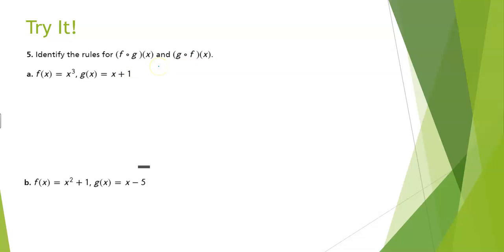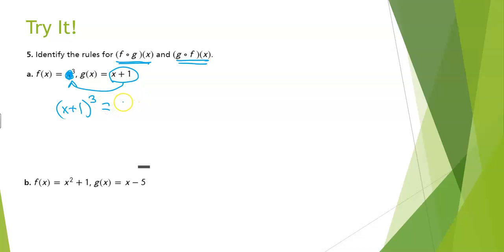So we're going to do both. We're going to do f of g of x and g of f of x, because sometimes the order does matter, right? We found that out. So if I do f of g of x, that means g of x becomes the input for this. So now I would have x plus 1 as my input, and I'm taking whatever my input is, and I'm cubing it.